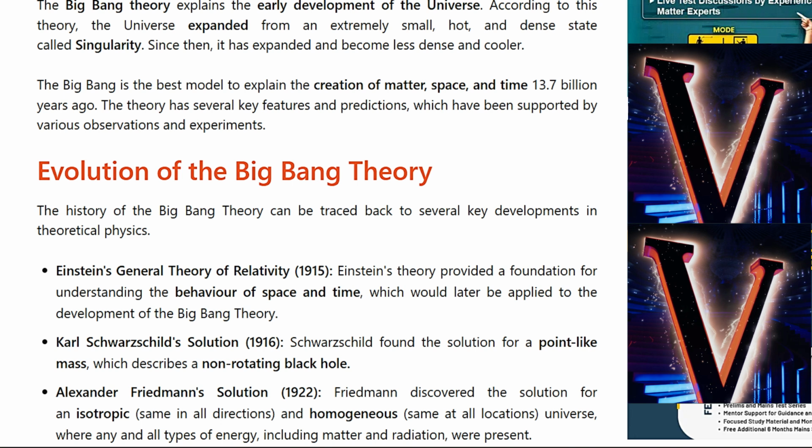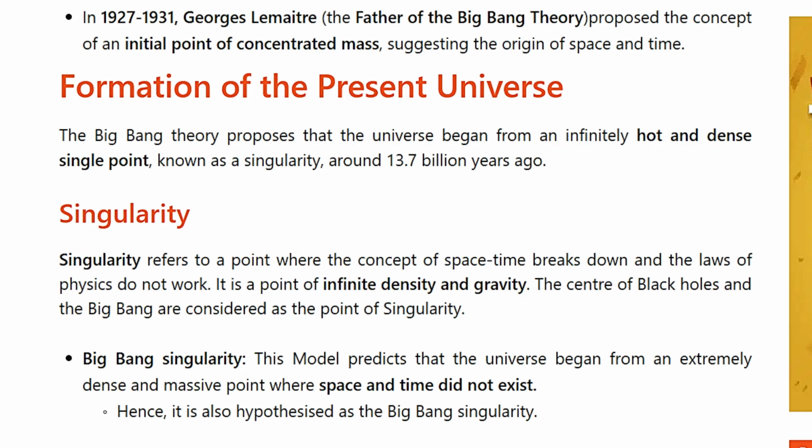Alexander Friedman's solution, 1922. Friedman discovered the solution for an isotropic, same in all directions, and homogeneous, same at all locations, universe where any and all types of energy including matter and radiation were present. In 1927-1931, Georges Lemaitre, the father of the Big Bang Theory, proposed the concept of an initial point of concentrated mass suggesting the origin of space and time. Formation of the present universe.